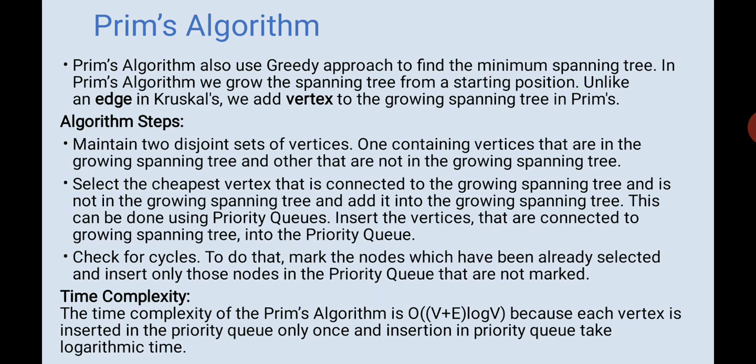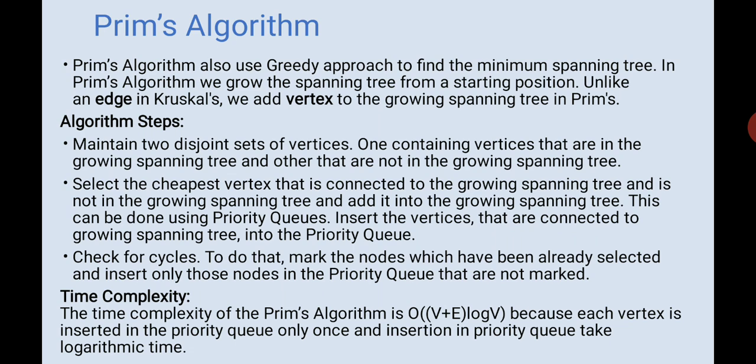Okay. So Prim's also uses a greedy approach to find the minimum spanning tree. In Prim's algorithm, we grow the spanning tree from a starting position. So you take a position and you start from there. Unlike adding an edge in Kruskal's, we add a vertex to the growing spanning tree in Prim's algorithm. Maintain two disjoint sets of vertices, one containing vertices that are in the growing spanning tree and the other containing vertices that are not. Select the cheapest vertex that is connected to the growing spanning tree and is not in it, and add it into the growing spanning tree.